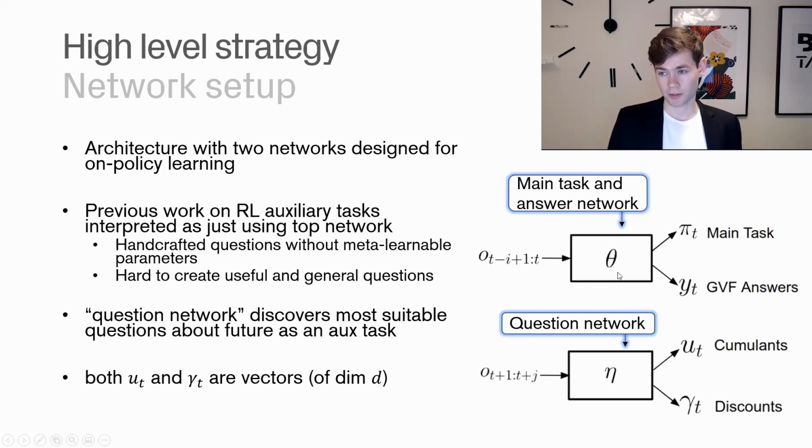And in addition to this standard network, we have something called a question network. The purpose of this network is to generate these outputs that we see here. These are cumulants and discounts of the general value functions. So the GVFs are specified by 3 parameters, namely the cumulant, that's the equivalent of the reward function, the discount associated with it, and then also the policy.